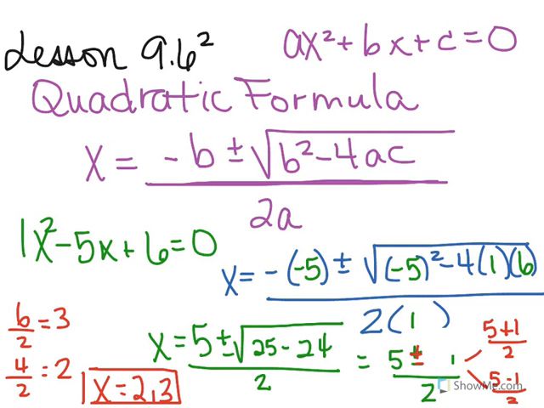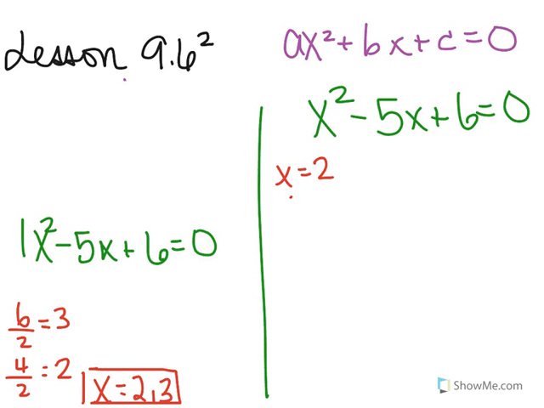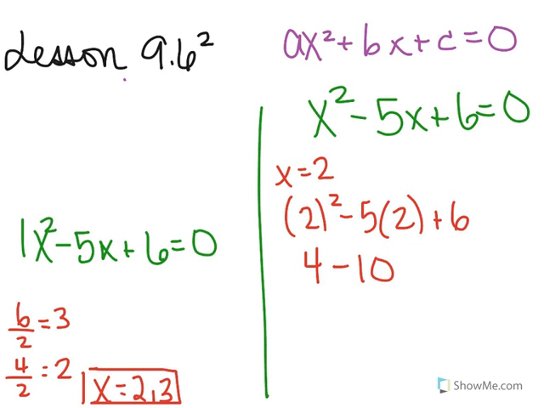Now we're going to try plugging those answers in and seeing that they work out. Alright, now we're going to test it. It's x squared minus 5x plus 6 equals 0. And we're going to try plugging in x equals 2. So that's going to be 2 squared minus 5 times 2 plus 6, and we're going to see if that actually does equal 0. So 2 squared is 4 minus 5 times 2 is 10, and then plus 6. This would be negative 6 plus 6, so it does equal 0. So x equals 2 is one of our answers.